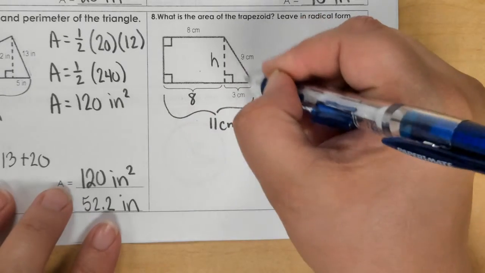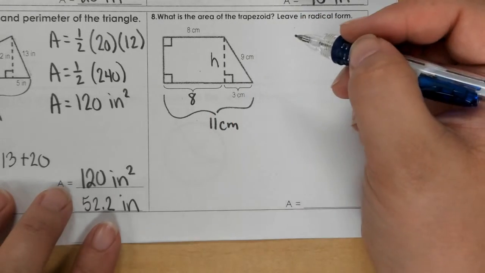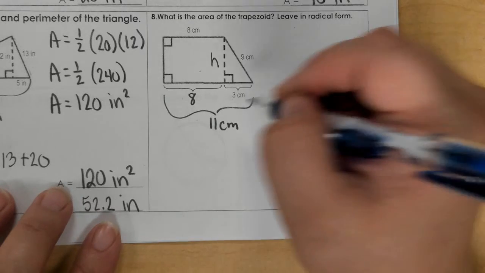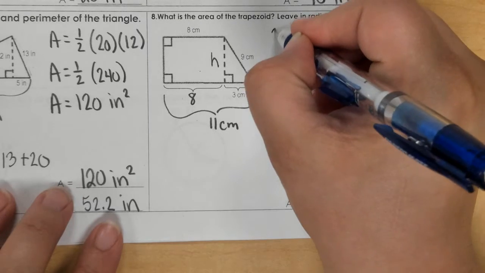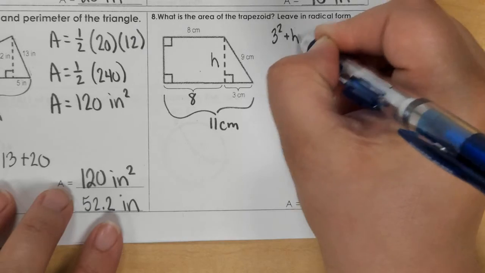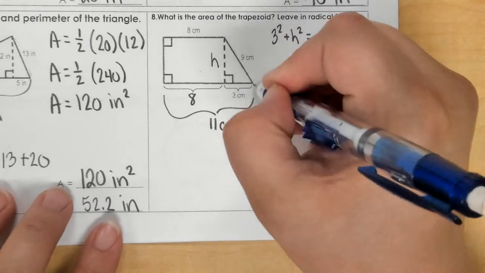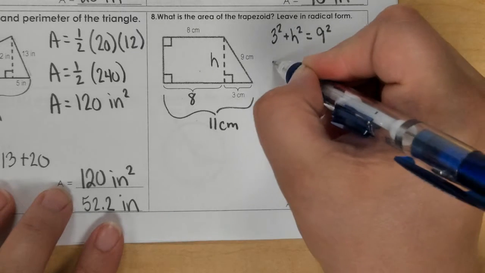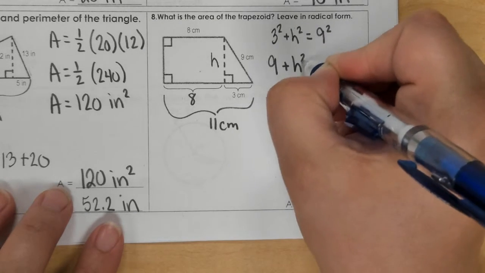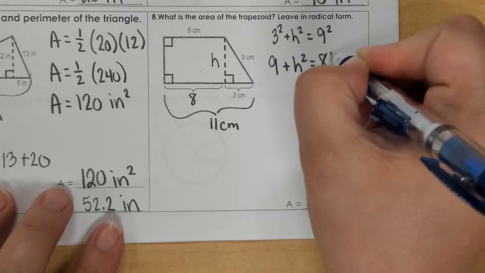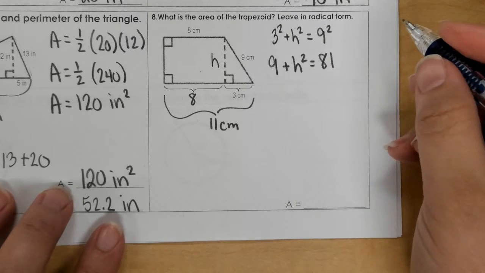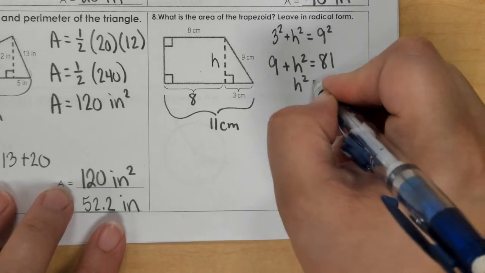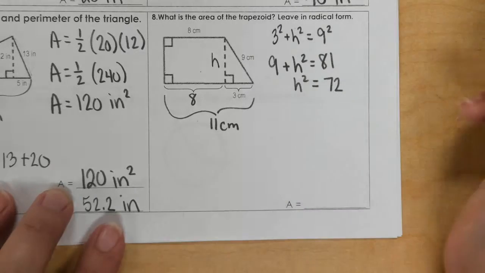Okay. Then, secondly, we need to find the height of this trapezoid. And because I'm not given an angle measurement, I could use Pythagorean theorem on this to find h. So that would be 3 squared plus h squared equals the hypotenuse, which is 9 squared. 3 squared is 9. And then 9 squared is 81. If I subtract 9 from both sides, we get 72.